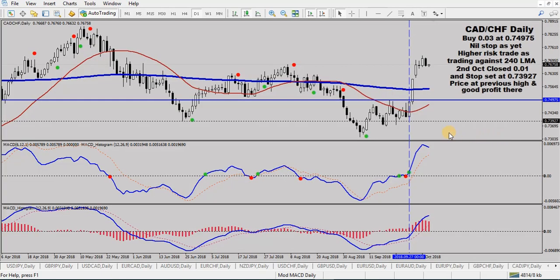CAD Swiss, just in a buy back here. It seems to be stalling a bit. We're still at this previous high. I've already closed 1/3. This morning I closed another 1/3. Just reducing risk, taking a little bit of profit. So 2/3 of this trade's been closed and good profit. Now we've just got 1/3 left with a stop in place.